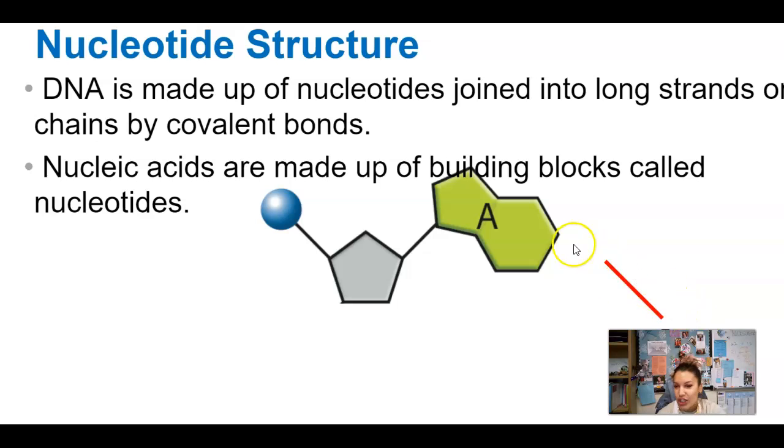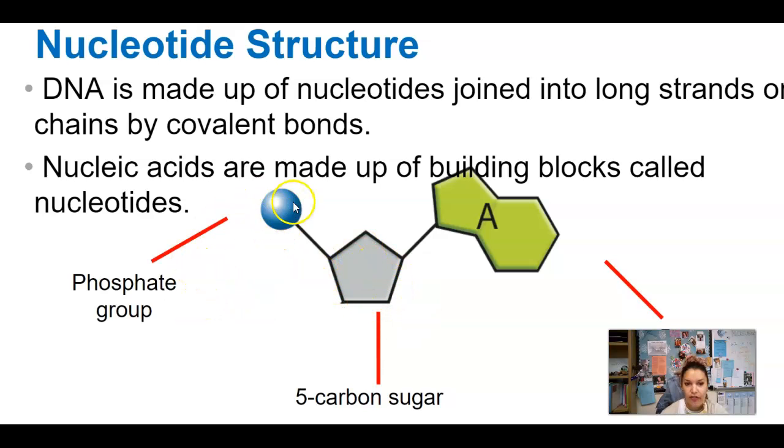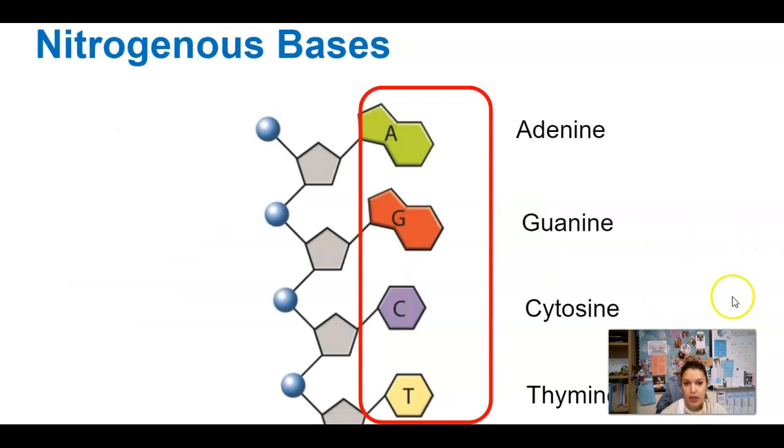These arrows are a little bit off, but this is the base. This is your 5-carbon sugar, see the 5 sides? And then this is your phosphate group. So these 3 parts, you need to memorize them and know that they make up a nucleotide. All right, and so I hope that at one point in maybe 7th grade, you talked about the different nitrogenous bases. Adenine is A, guanine is G, cytosine is C, thymine is T.